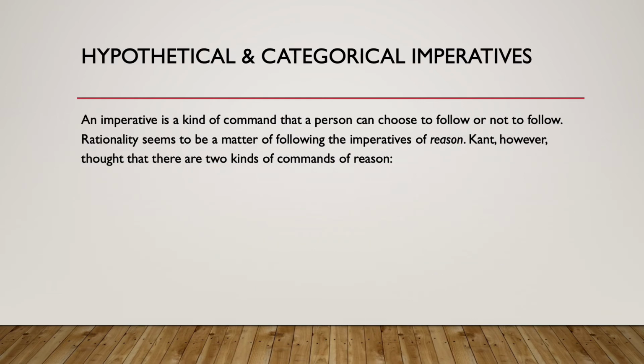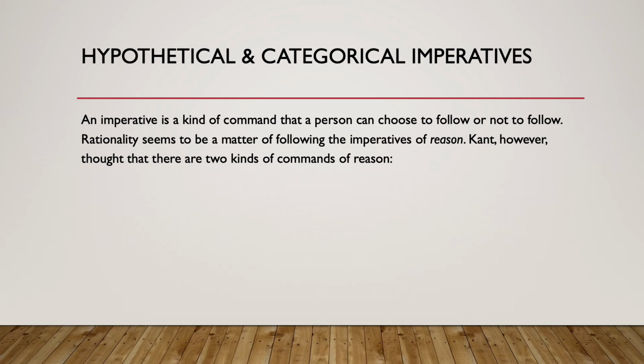All right. So to try to respond to this amoralist challenge, to try to show that you have reason to be moral, even the amoralist has a reason to be moral, Kant makes a distinction between two kinds of imperatives. An imperative is a kind of command that a person can choose to follow or not follow. Now, rationality seems to be a matter of following the imperatives of reason. So we might think of it as, look, reason gives us certain commands that we can either do what reason metaphorically tells us to do, or we can disobey. We can choose not to do what reason tells us to do.